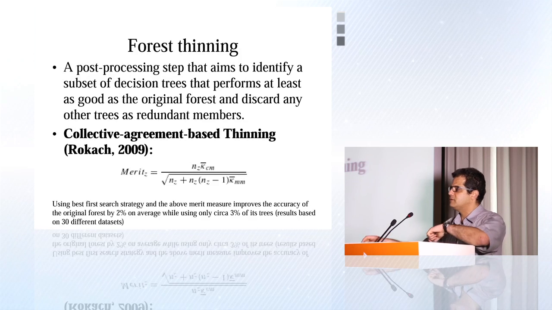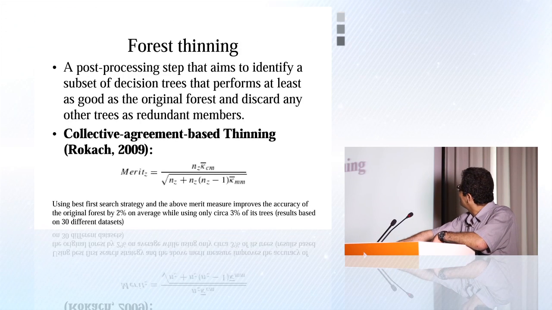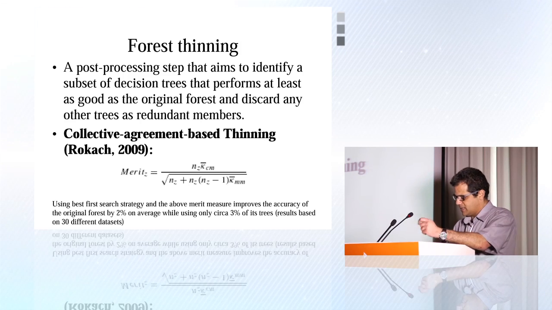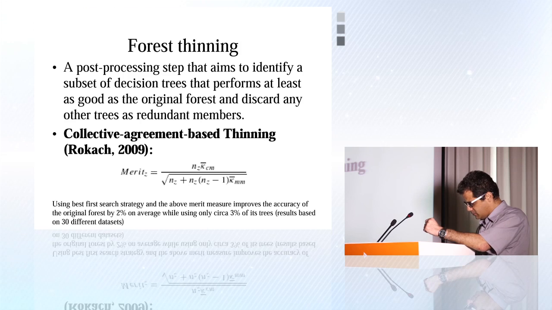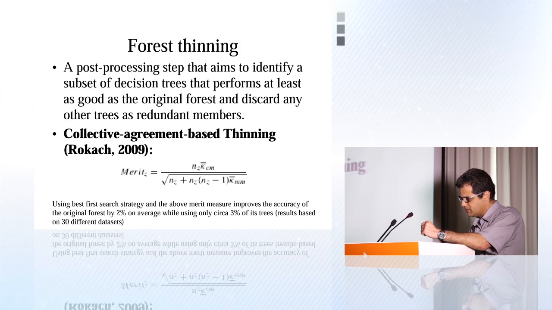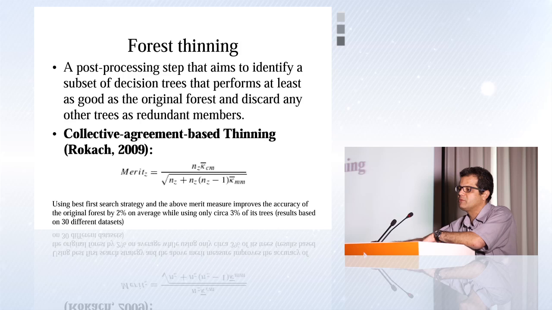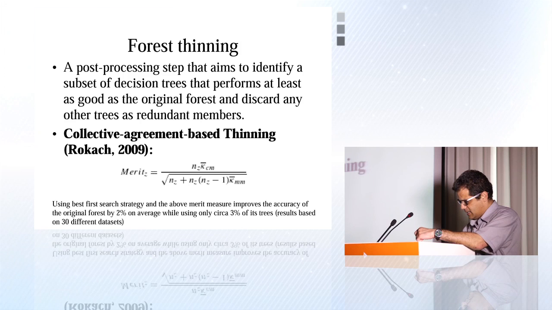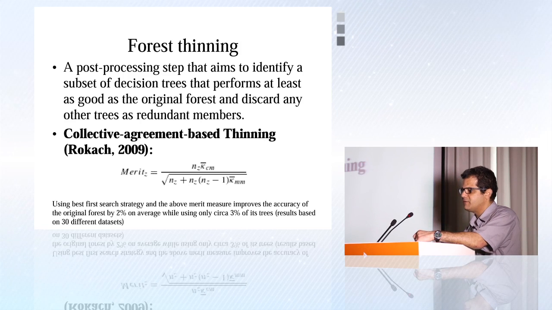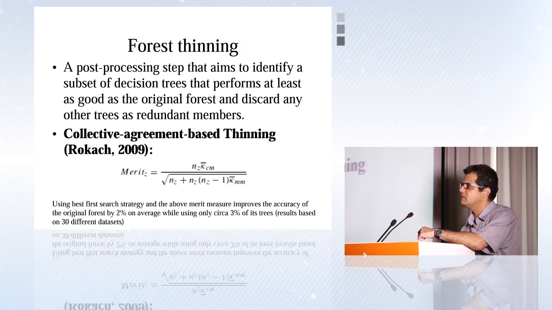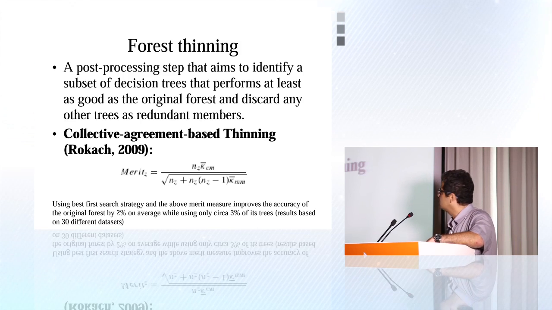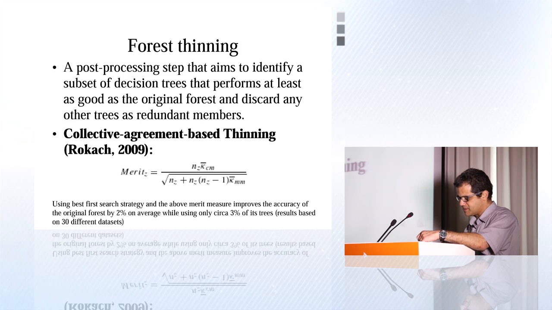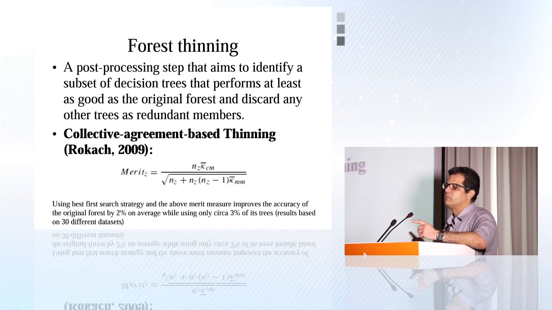So one way to do it is to remove several trees in the forest, and there are several ways to do that. One of them, which I published a few years ago, uses a very simple formula which measures the merit of a subset of the trees. In the numerator, we have the kappa statistics among the trees and the target attribute, while in the denominator, we have the kappa statistics among the trees.